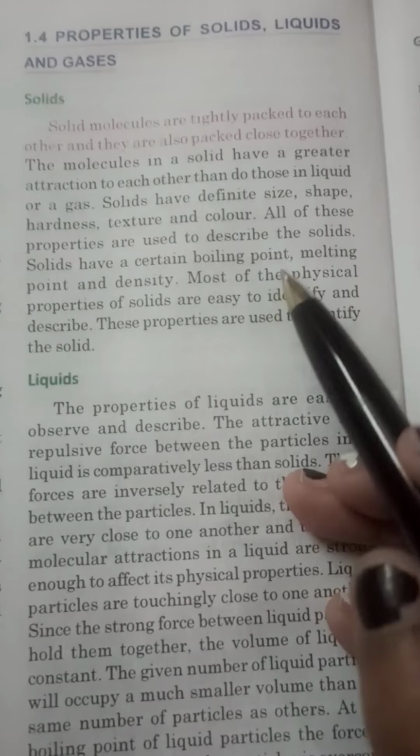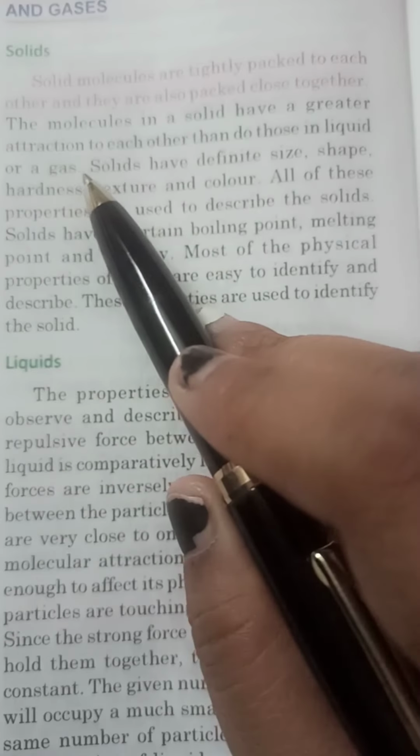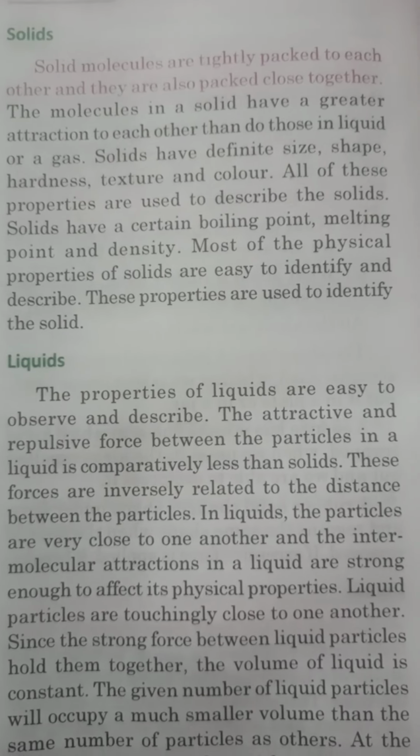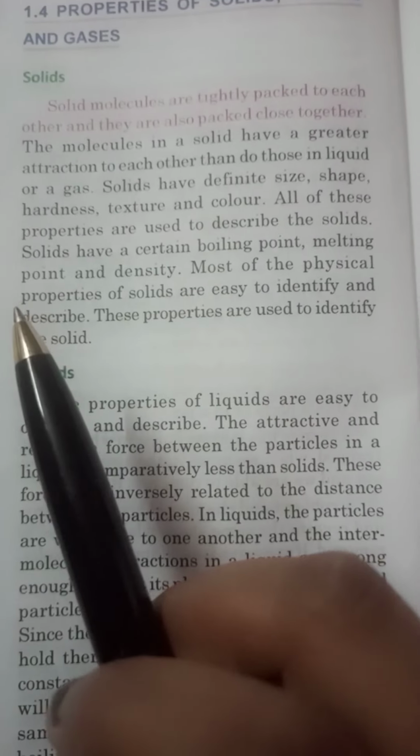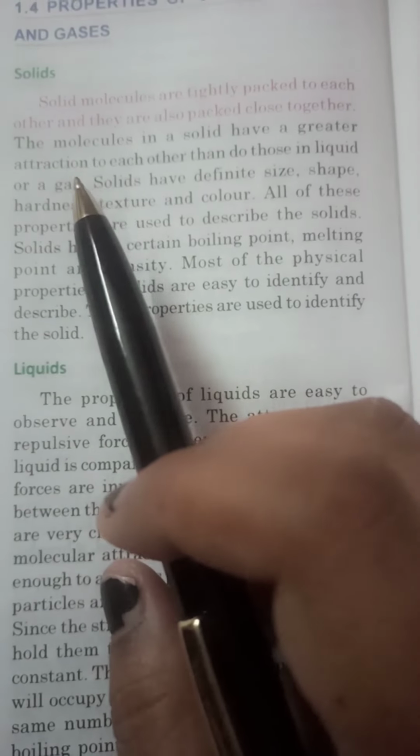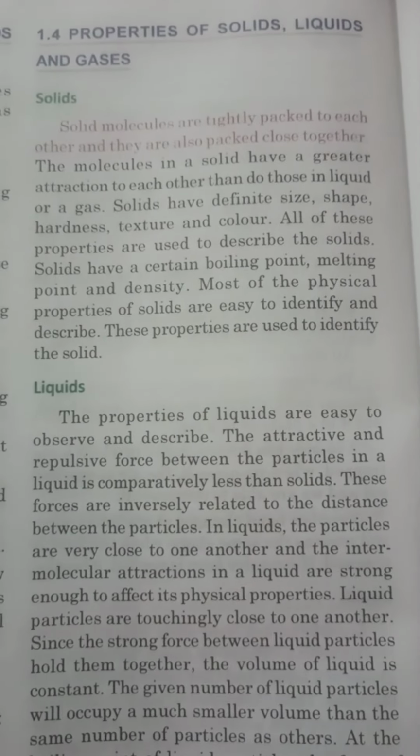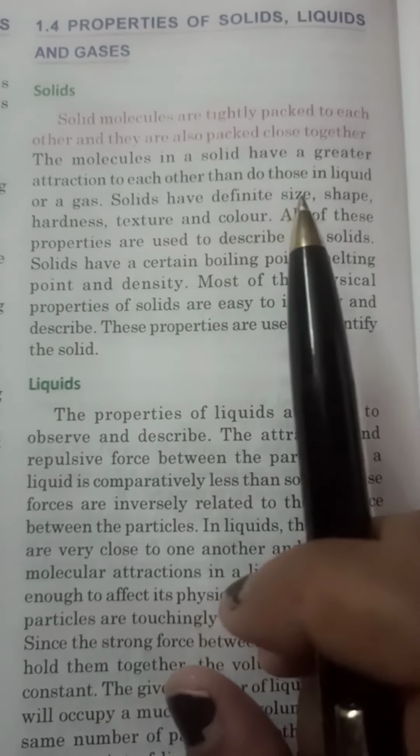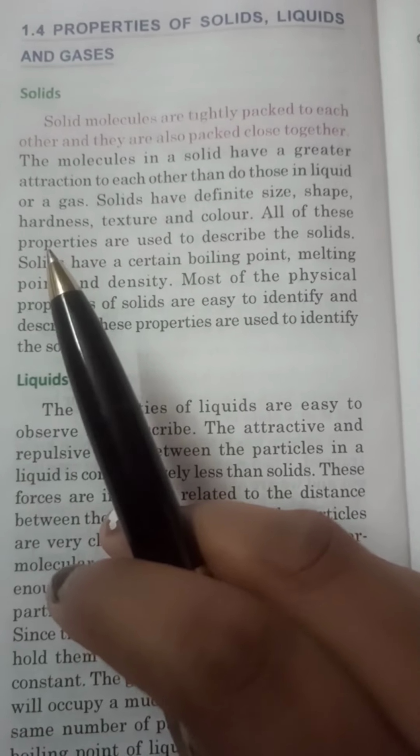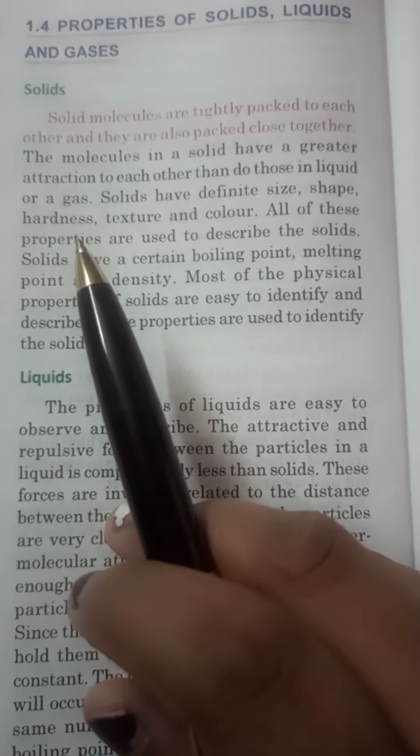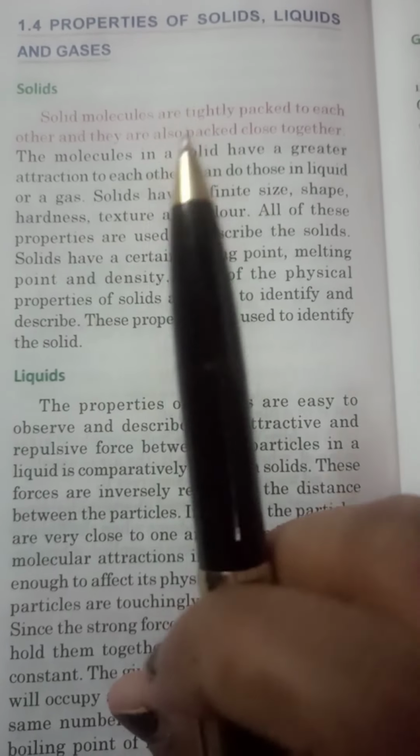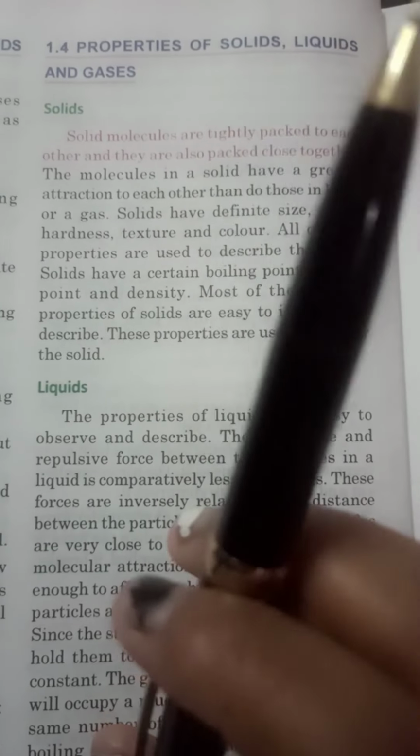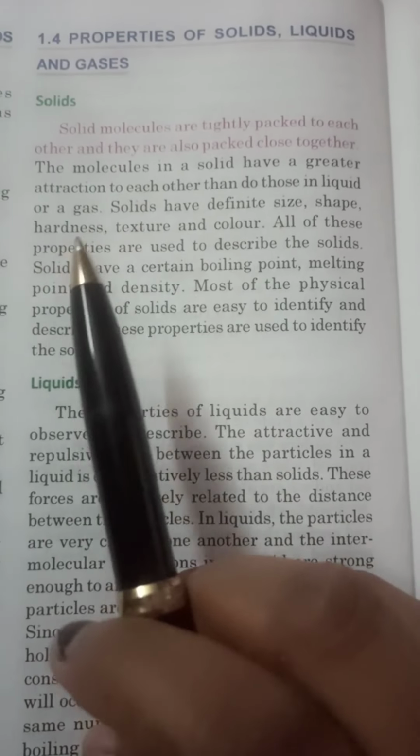Now the molecules in a solid have a greater attraction to each other than those in liquids or gases. The molecules are arranged very closely, so the attraction between them is greater than in liquid or gas. Now solids have definite shape, size and hardness. Yes, we all know that things that are solid are hard. We can see this pen. This pen is very hard and it will take a lot of hard work to break it, right?